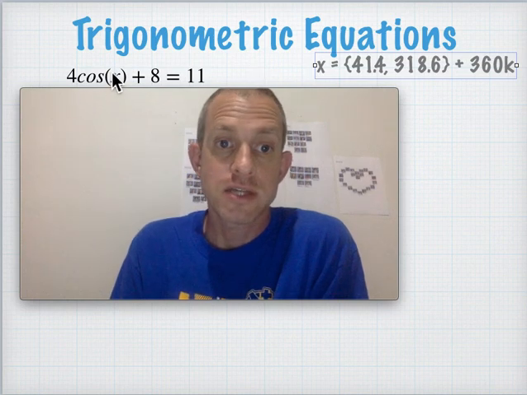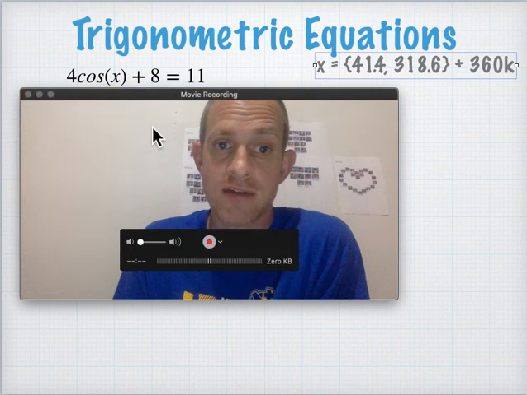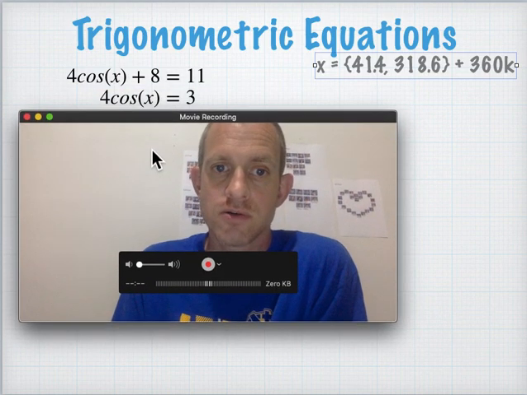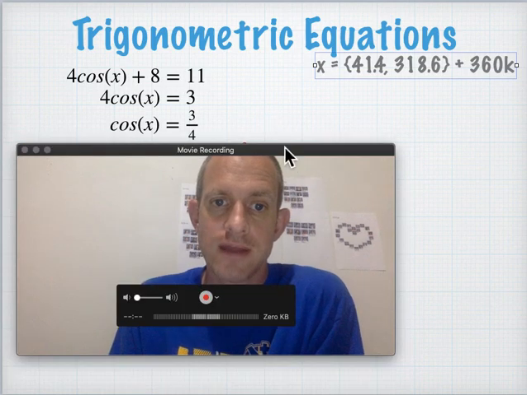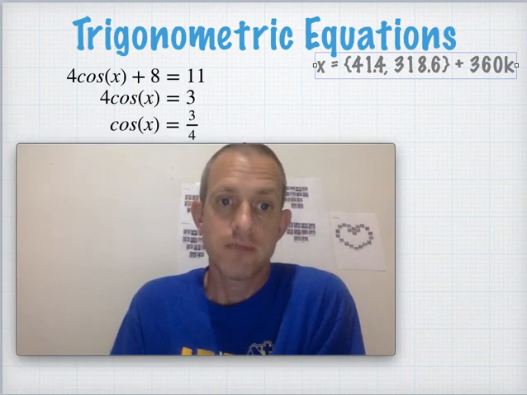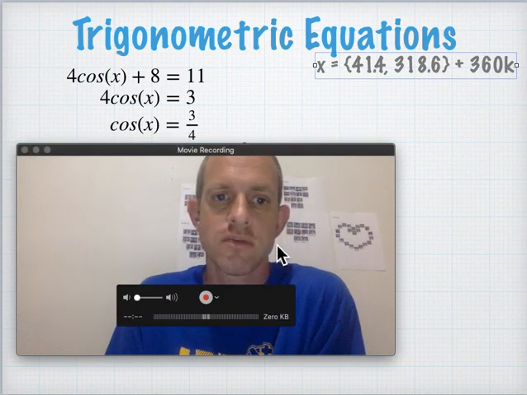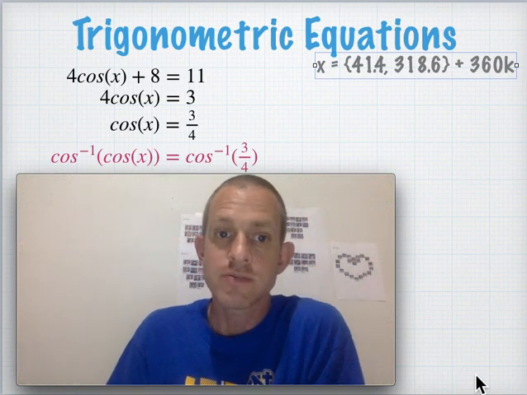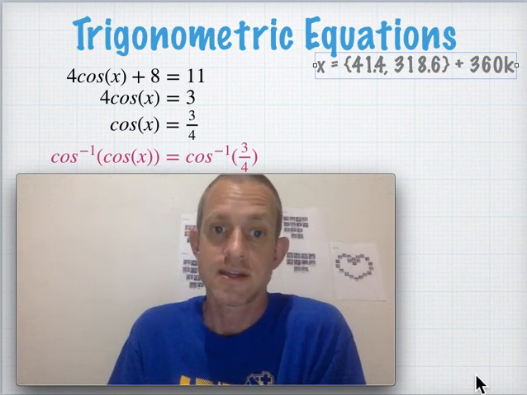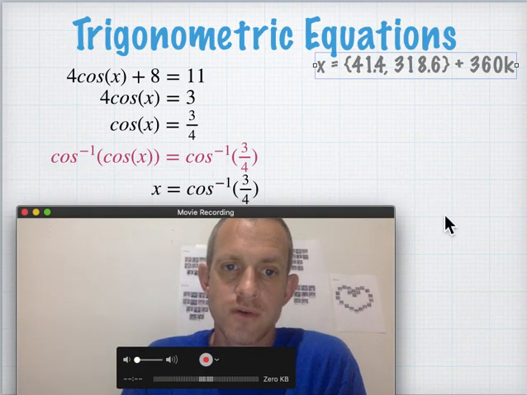My initial goal is to get cosine of x alone, and so I'm going to subtract an 8 and divide by 4. So subtracting 8 gives me 3, dividing by 4 gives me 3/4. And then the key move to undo trig is to use the inverse trig functions. Sometimes they're called arc cosines on your calculator. That's when you press second cosine or second sine. And so over here, those just undo each other and give you x.